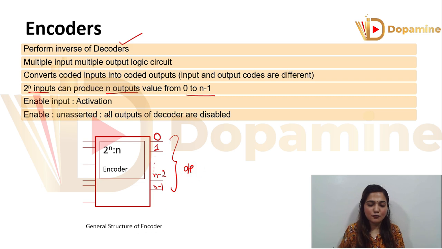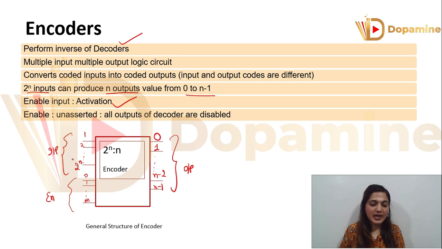So this is the output side. We have the 2 raised to power n inputs. This is my first input, second input, and so on, up to the 2 raised to power n-th input. So this is the input side of the general structure of the encoder. Then we have the enables, from 0, 1 up to m number of enable lines. Enable is used for the activation of the given device.